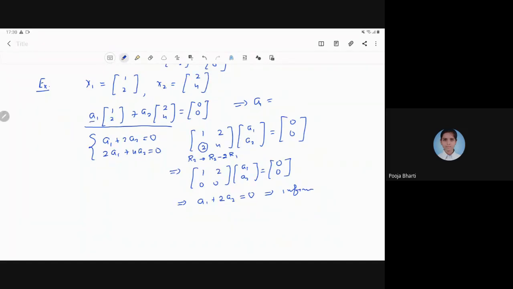It means there exist non-trivial solutions also. Non-trivial solution means at least one of a1 or a2 is non-zero, such that this combination gives you zero. And one combination you can find easily. For example, if you choose a1 equal to minus 2, a2 equal to 1, then this combination gives you 0, 0. So in this case, the vectors are linearly dependent. So the same thing you can do for 3 cross 3 and more vectors. Understood the idea of linearly dependent and independent vectors?